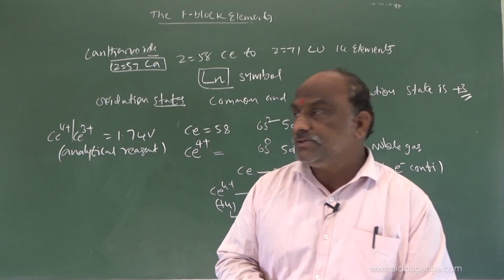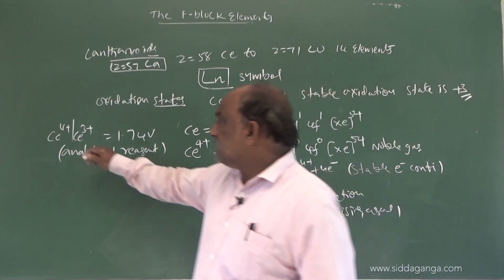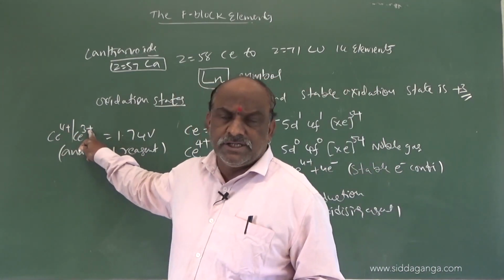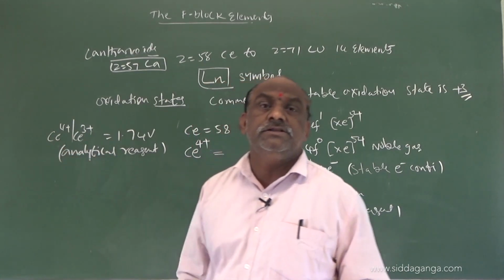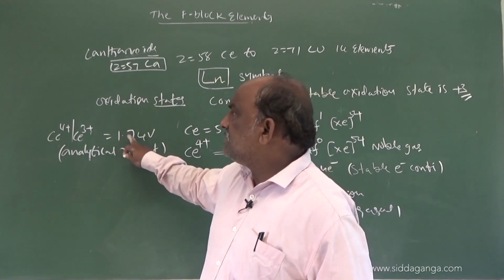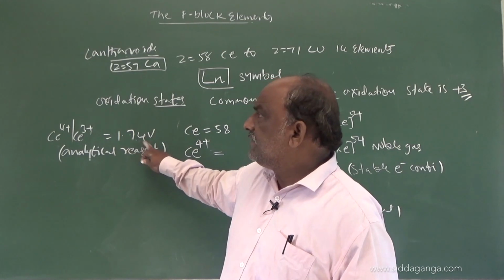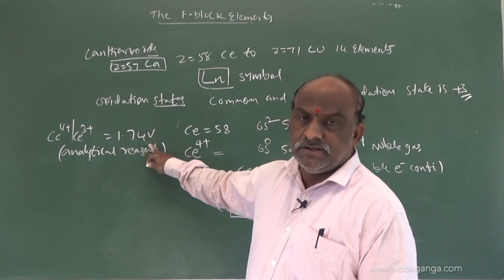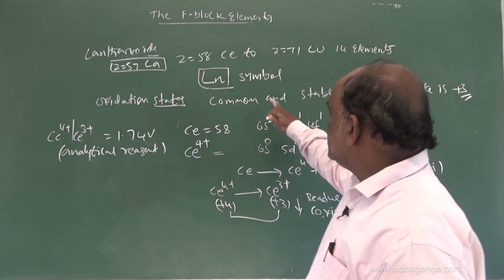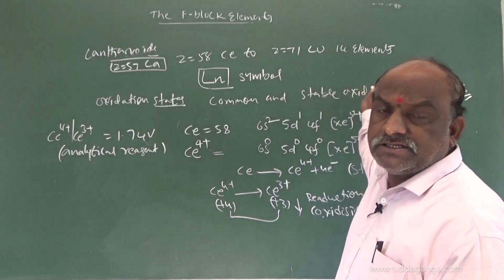So cerium 4 plus to cerium 3 plus, interconversion 4 plus to 3 plus is reduction. The species involved in reduction is called an oxidizing agent. Cerium 4 plus is oxidizing agent. This is point number 1. Common oxidation state plus 3, stable oxidation state plus 3.